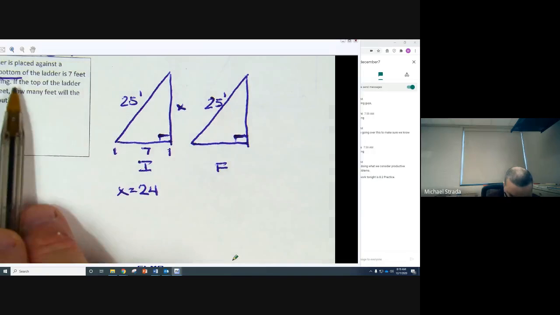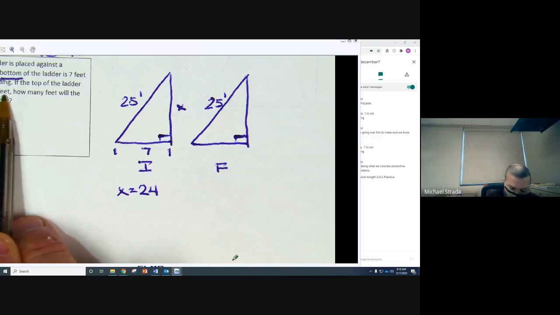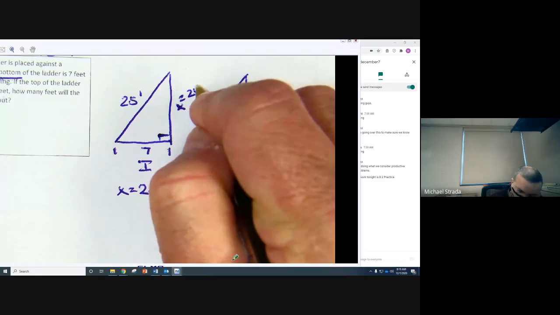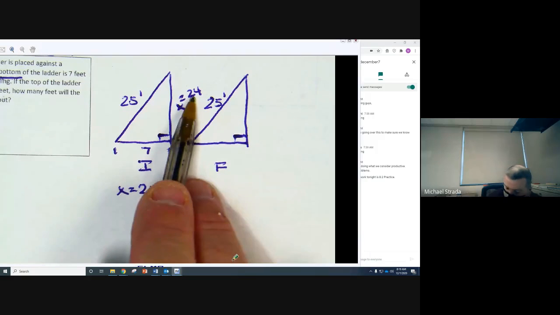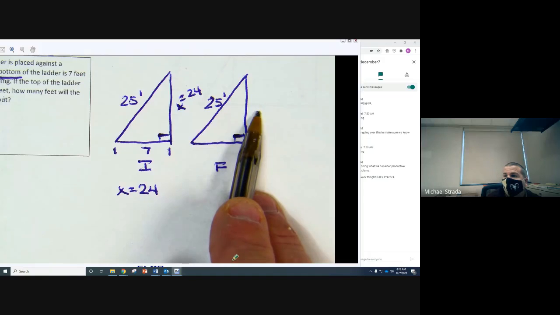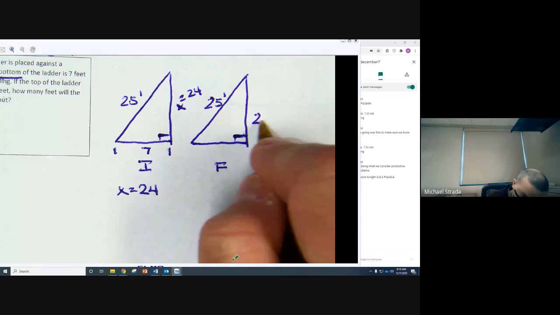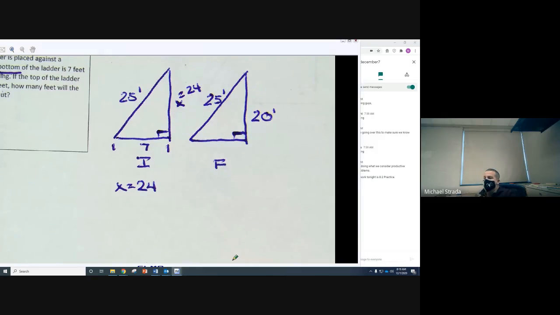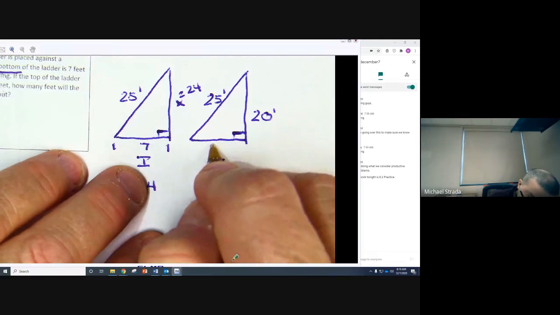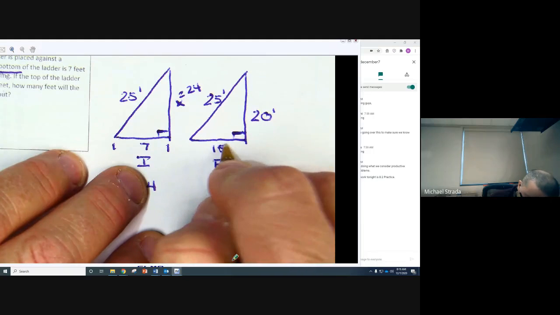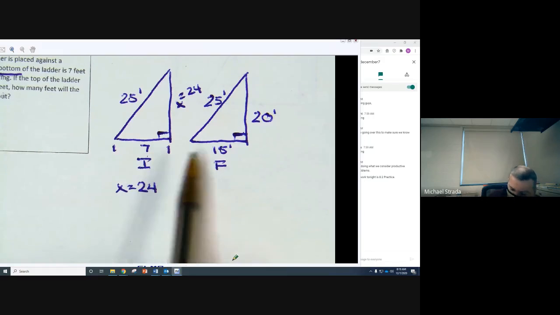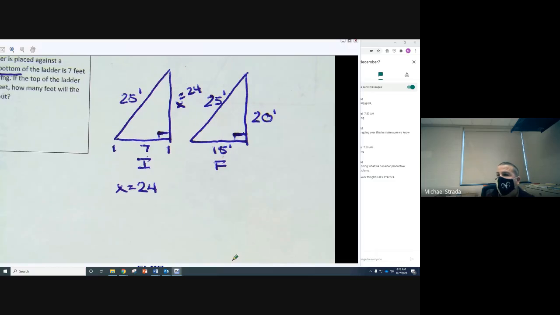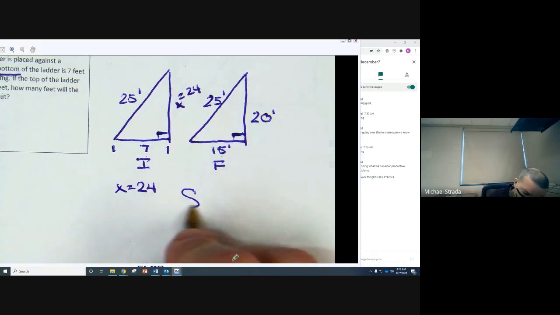It then says the top of the ladder slips down 4 feet. So initially, it fell on the wall 24 feet from the bottom. So if it slides down 4 feet and it starts at 24, what's its new height for my final triangle? 20. All right, and once again, we're either going to use Pythagorean theorem or triples to get the other height. 15 feet. If it started 7 feet away and it's now 15 feet away, how far did the bottom of the ladder slip away from the wall? 8.